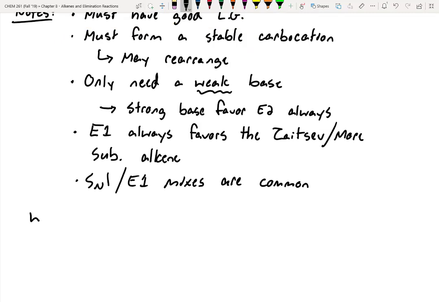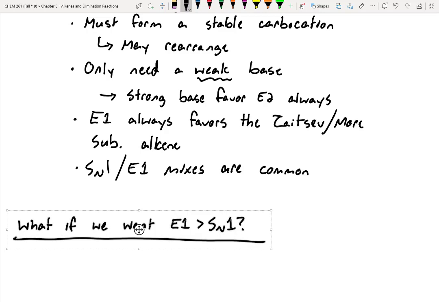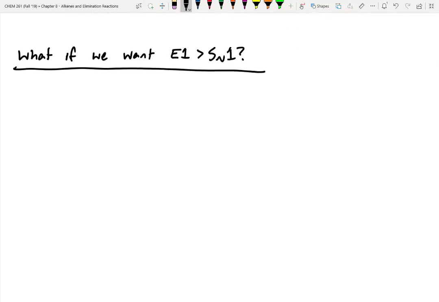All right, so next part is, what if we want E1 over SN1? Is there anything we can do to favor E1 over SN1? Does anybody have an idea? Not bulkiness, because SN1, the size didn't really matter either. How could we favor elimination over substitution just generically? Heat, right? High temp favors elimination, not substitution.